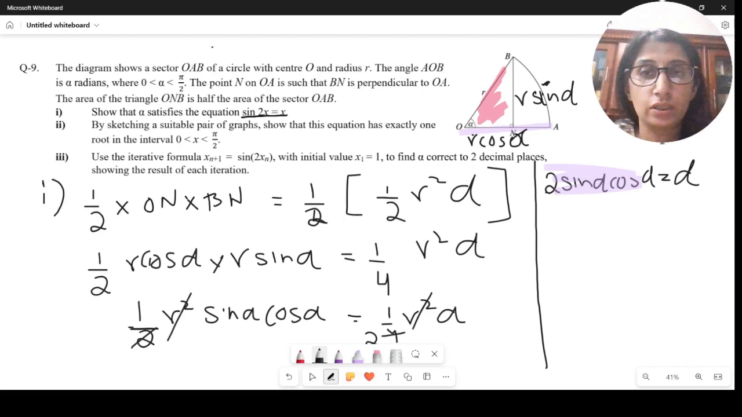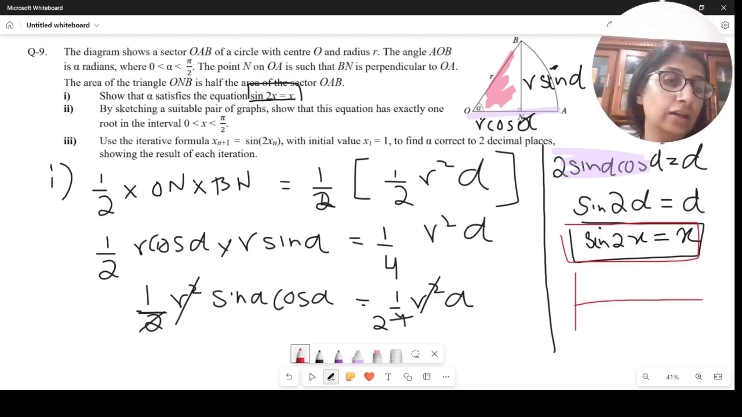Okay. Part 2. By sketching a suitable pair of graphs, show that the equation has exactly one root in the interval 0 to pi by 2. So you have to show that this equation has only one root between 0 and pi by 2. I'm going to sketch sin 2x first. I know sin 2x completes two cycles between 0 and 2 pi. So this would be its first cycle and this would be its second cycle. This would be 1 and this would be minus 1. However, our domain is just from 0 to pi by 2, so you just have to sketch this much of the graph.